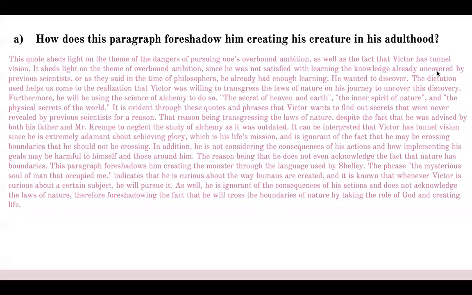So now, how does this paragraph foreshadow him creating his creature in his adulthood? Basically, this quote sheds light on the theme of the dangers of knowledge, of pursuing one's overbound ambition, as well as the fact that Victor has tunnel vision. It sheds light on the theme of overbound ambition, since he was not satisfied with learning the knowledge already uncovered by previous scientists. However, he wanted to find out new specific knowledge, and he wanted to be the one who was remembered and known for finding that certain knowledge. He wanted to discover. The diction used helps us come to the realization that Victor was willing to transgress the laws of nature on his journey to uncover this discovery.